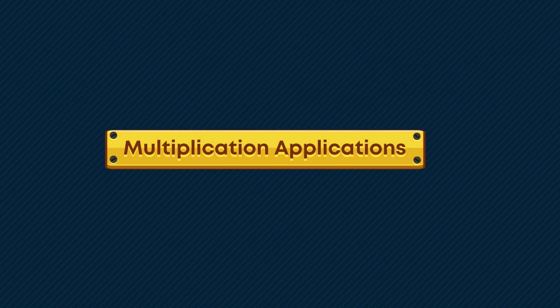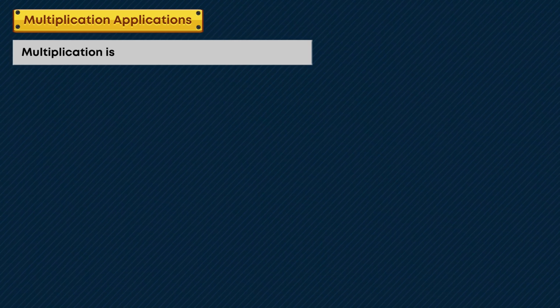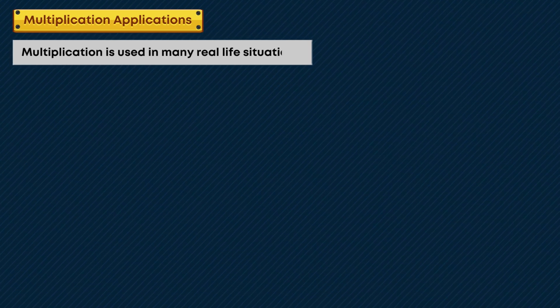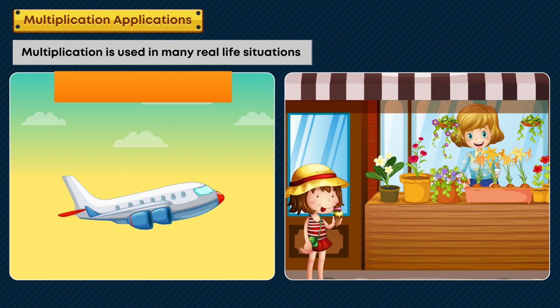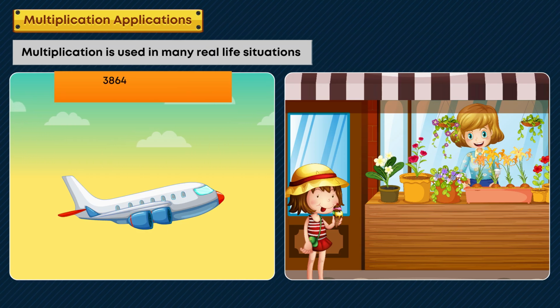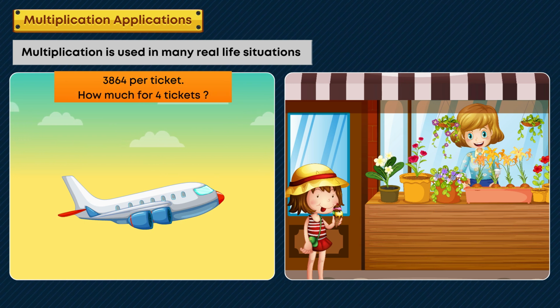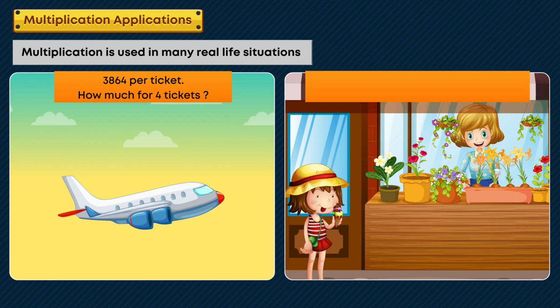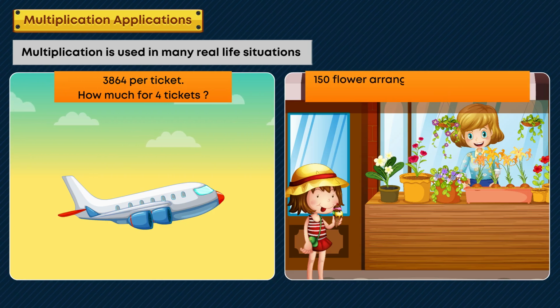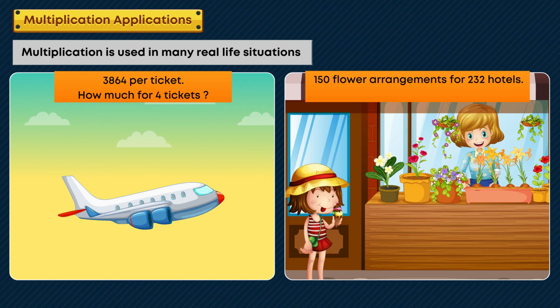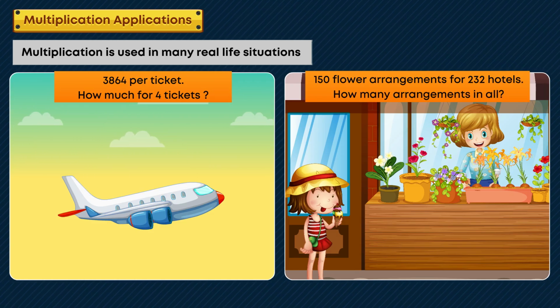Multiplication applications. Multiplication is used in many real-life situations. 3,864 rupees per ticket. How much for 4 tickets? 150 flower arrangements for 232 hotels. How many arrangements in all?